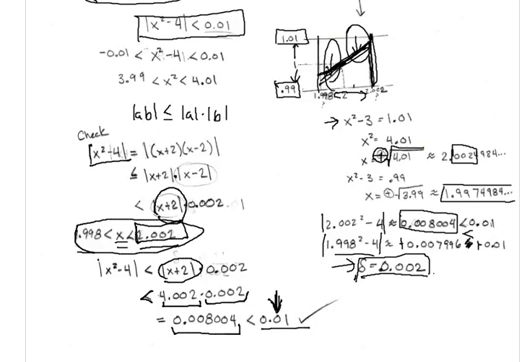In the next video, we'll try to look at this in the general sense. Instead of just for one value of epsilon equal to 0.01, we'll look at any arbitrary value of epsilon.